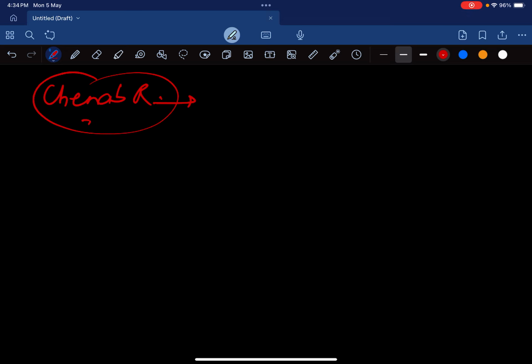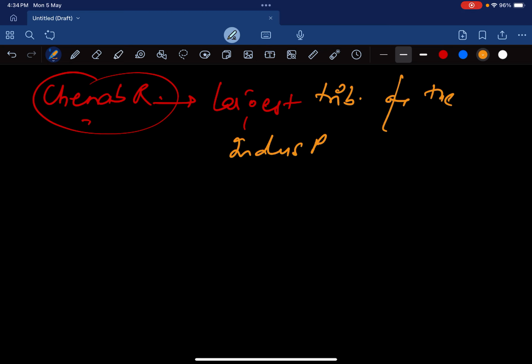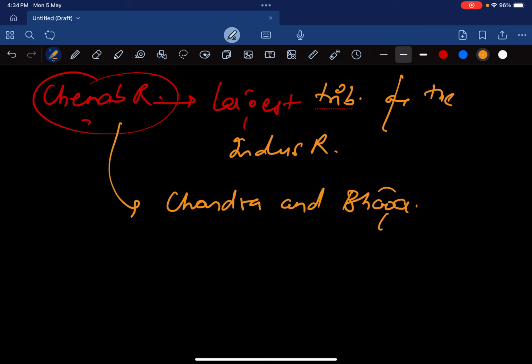Right. Jhelum is done. Now let's look at Chenab River. Chenab River is the longest, or should I say the largest, tributary of the Indus River. It is formed by two of the main rivers, which are called as the Chandra and Bhaga. Right? कोई दिक्कत यहाँ तक? In the Himachal Pradesh. Right?